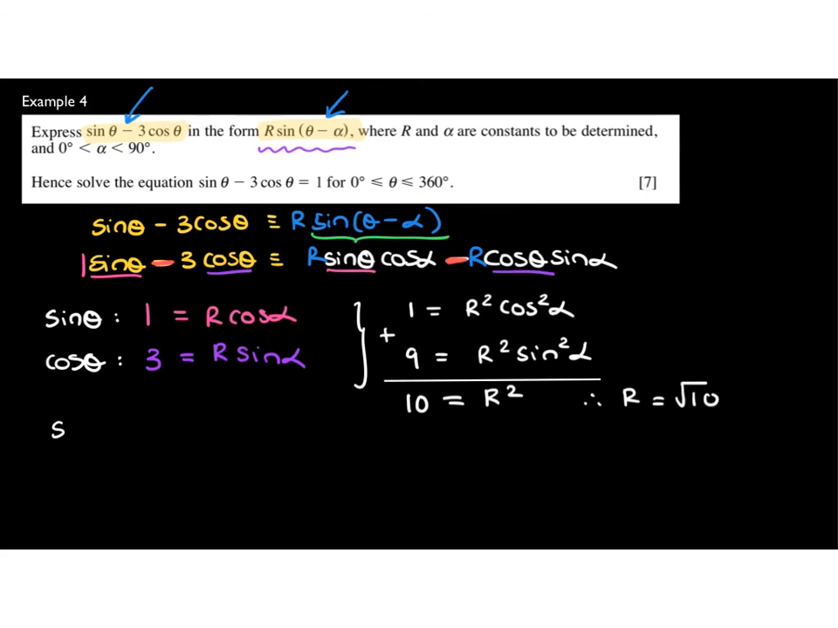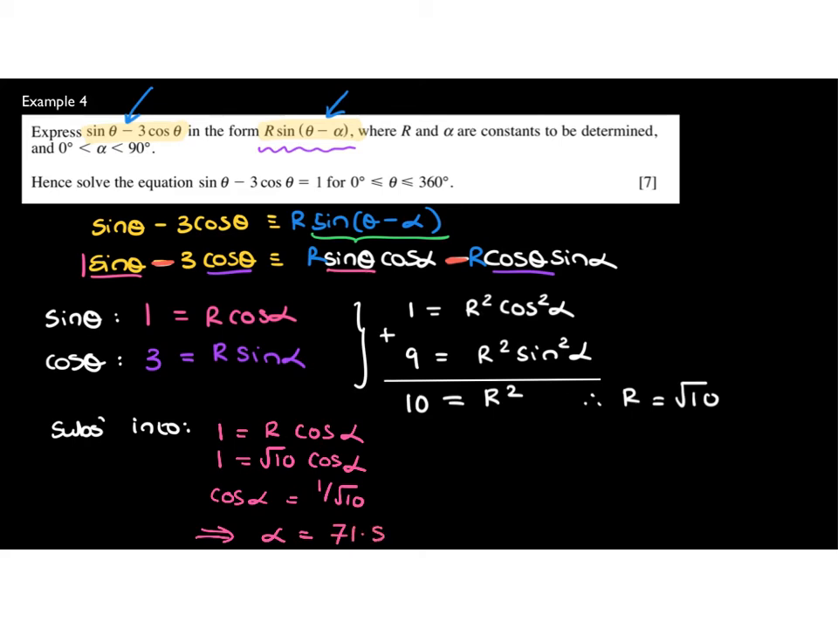So I'm going to substitute back into the pink equation. It doesn't actually matter which one we substitute back into. 1 equals r cos alpha. So 1 equals root 10 cos alpha. So cos alpha equals 1 over root 10, which gives us alpha equals 71.565... degrees. Remember, from the original question, it's clear we're working in degrees. So 71.6 degrees to 1 decimal place.